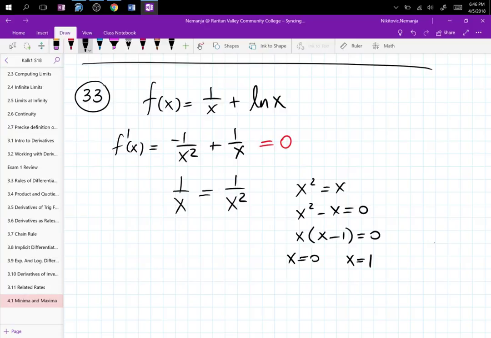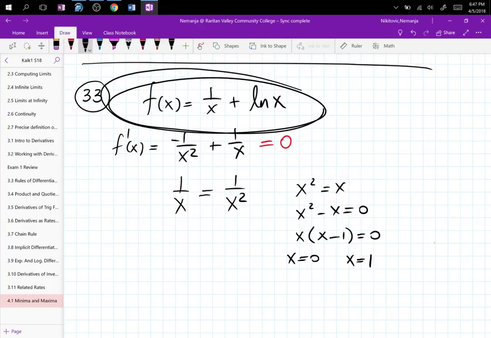Now, can we have a critical point at x equals 0? And the answer is no. Very good. Why can't we have one? What do we have at x equals 0? Looking at this function, what do we have at x equals 0?